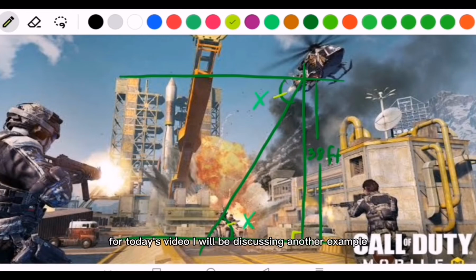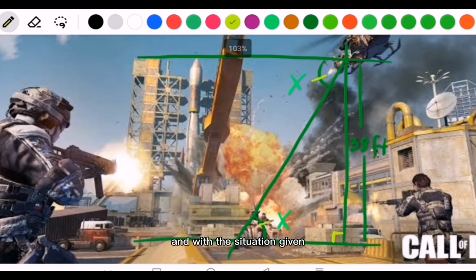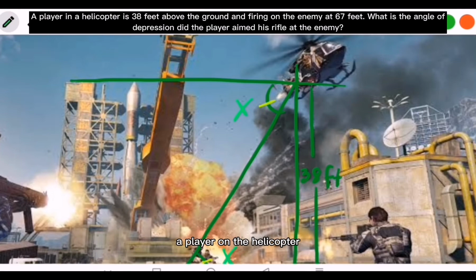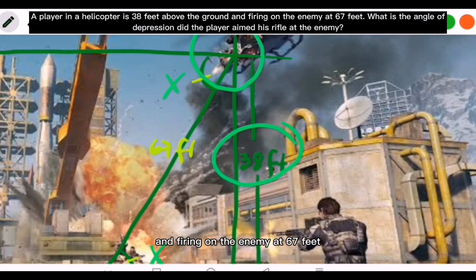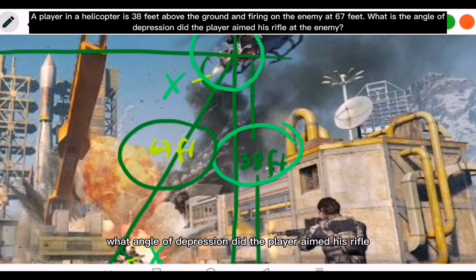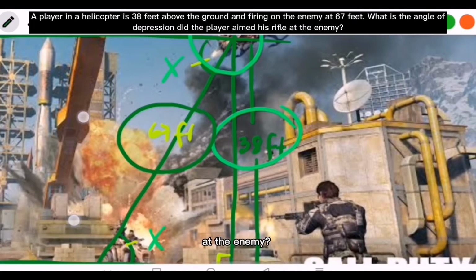Again, for today's video, I will be discussing another example of a word problem involving angle of depression. So right here we have a situation and an illustration coming from Call of Duty Mobile. With the situation given, a player on the helicopter is 38 feet above the ground and firing on the enemy at 67 feet. What angle of depression did the player aim his rifle at the enemy?